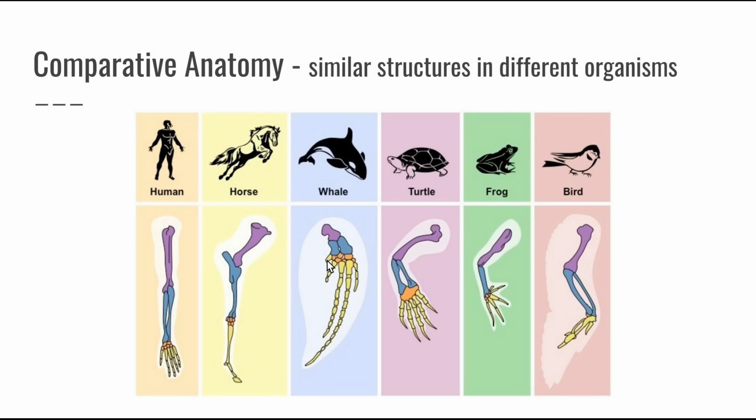Some homologous structures have become vestigial organs, which means that they no longer appear to have a function and are greatly reduced.